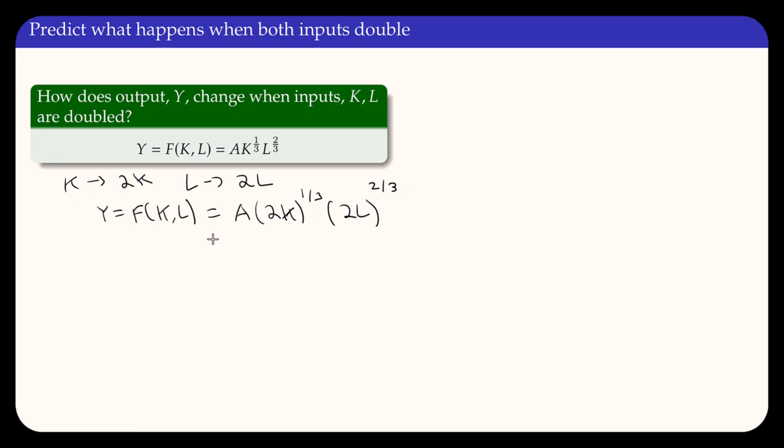Next, we want to use our rules of exponents that says that we can rewrite this as A times 2 to the power of 1/3 times k to the power of 1/3 multiplied by 2 to the power of 2/3 multiplied by L to the power of 2/3.